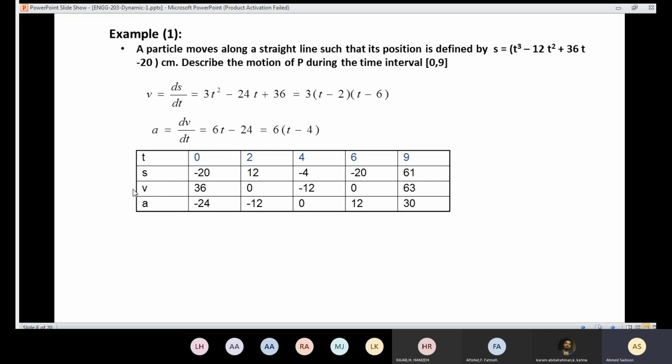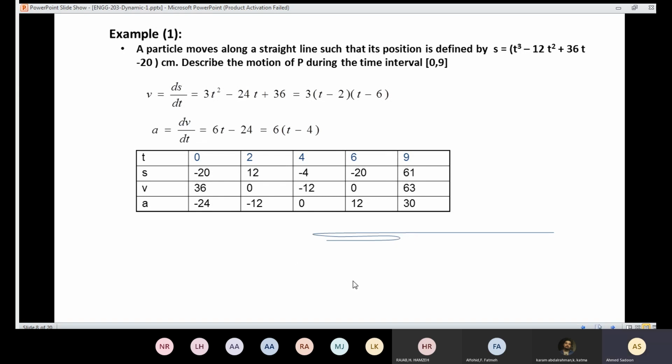Then also, I can describe the velocity. Here I have the equation for the velocity. I'm going to substitute the value of t. If the value of t is 0, the velocity is going to be 36. So when the time is 0, the velocity was 36. When the time is 9, the velocity was 63. Also, similarly, I can do that for the acceleration. Here I have the equation of the acceleration. I'm going to find the acceleration when the time is 0 and when the time is 9.